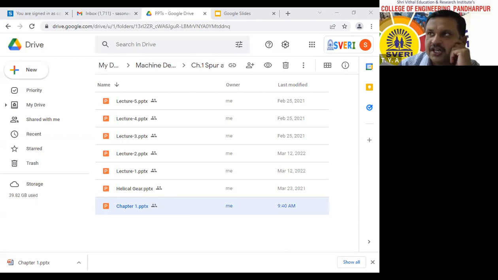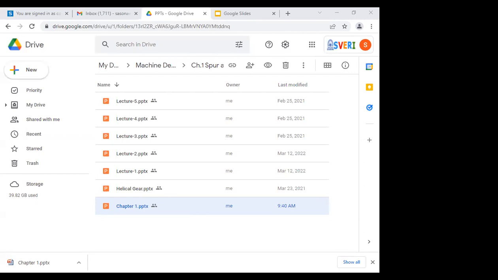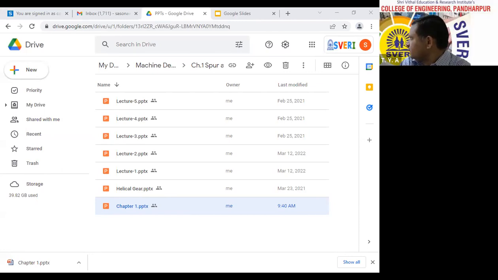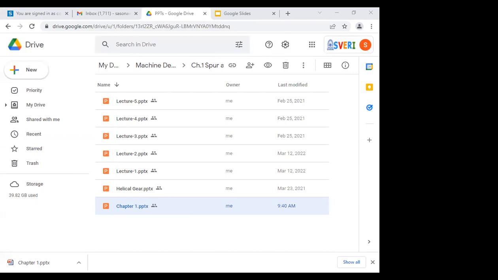Now yesterday I revised the minimum number of teeth, then hunting tooth, then I covered force analysis. Then the last point was the beam strength of the spur gear tooth, that is nothing but Levy's equation, which we have seen. I think all of you have understood it or not. That was the revision, whatever I have taken.